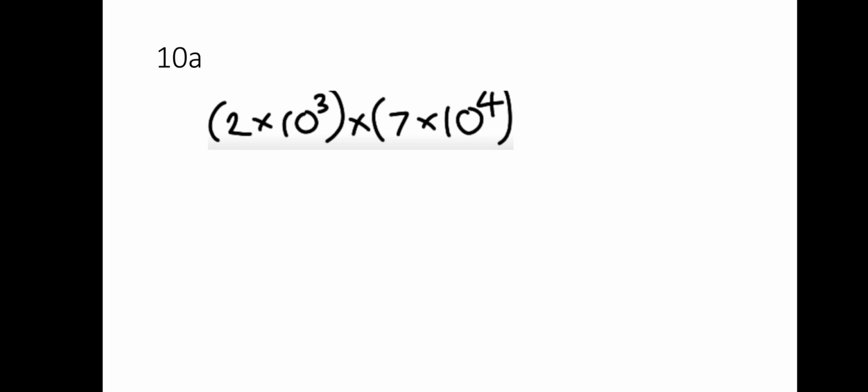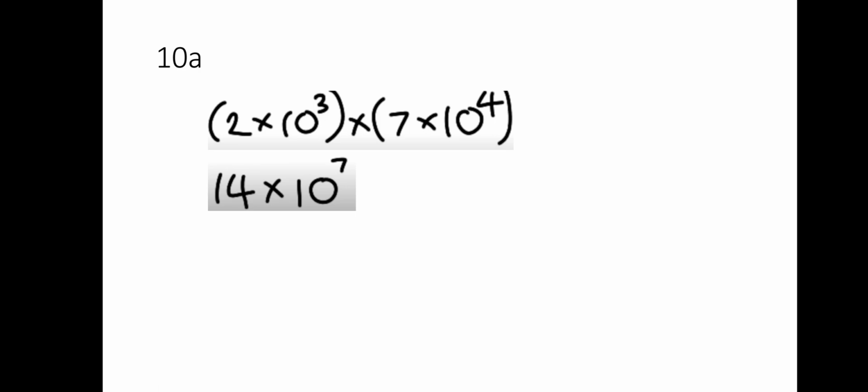Question 10a. Work out 2000 times 70,000. Give your answer in standard form. We can convert these numbers into standard form itself. So 2000 would be 2 times 10 to the power of 3, and 70,000 would be 7 times 10 to the power of 4. Then we can multiply these individual numbers together. 2 times 7 gives you 14, and 10 cubed times 10 to the power of 4 gives you 10 to the power of 7.